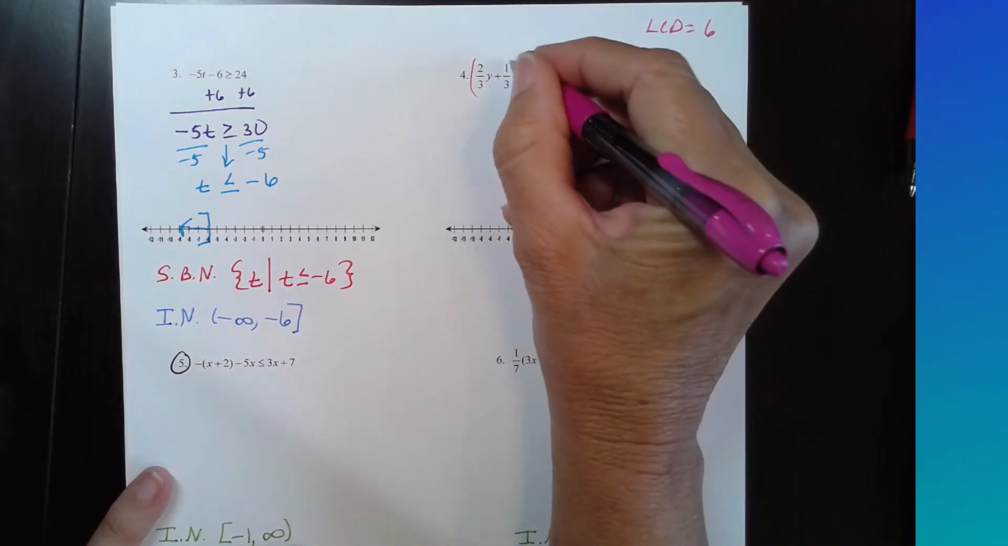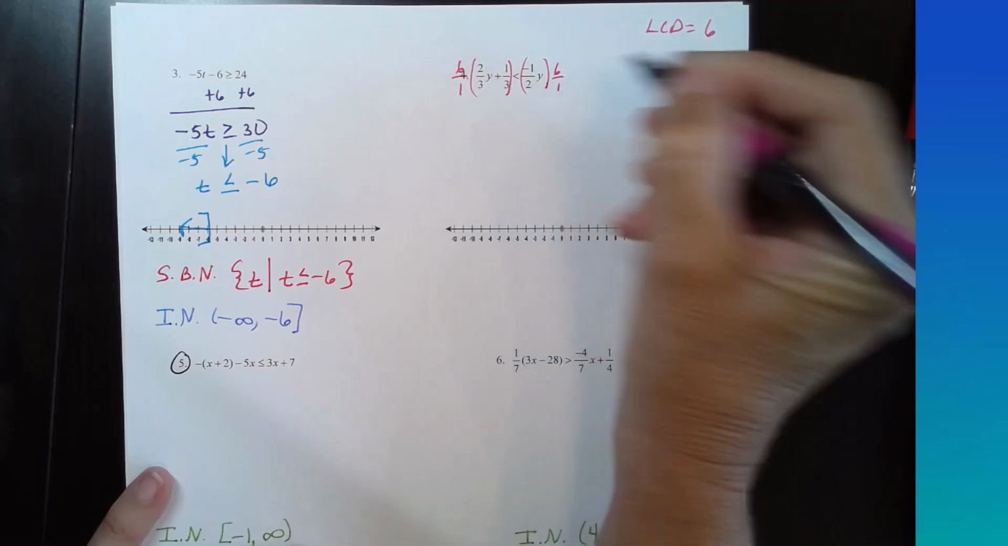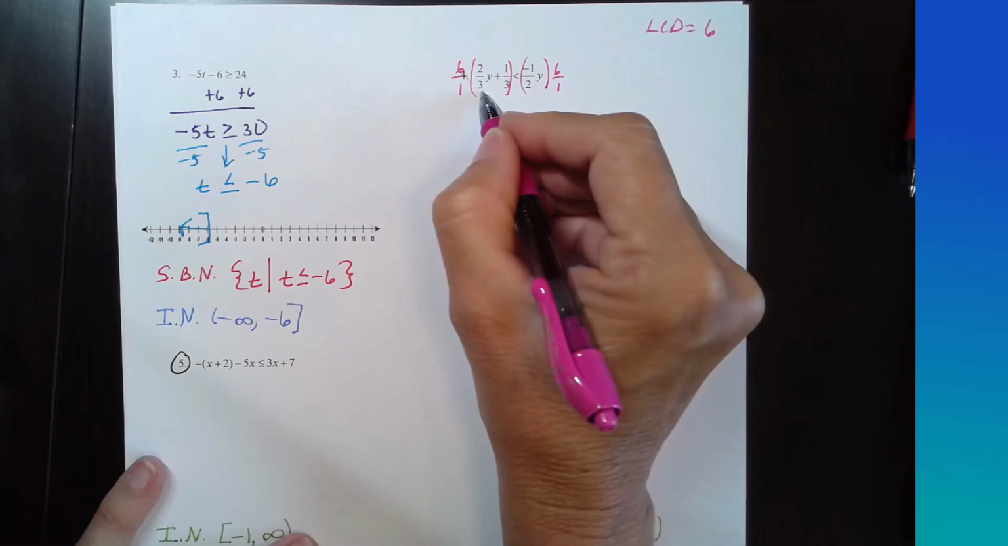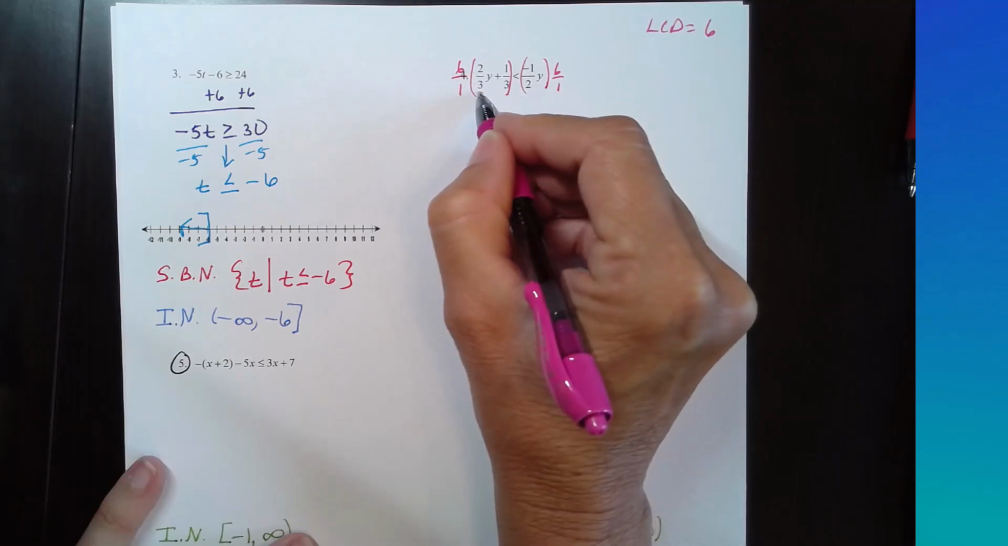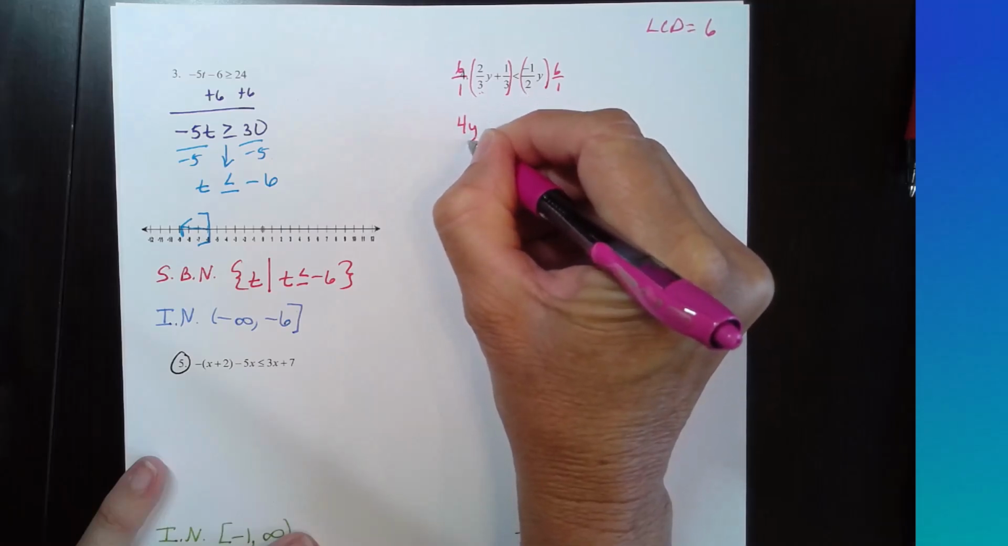So we're going to multiply the left side by 6/1 and the right side by 6/1, and that will get rid of our fractions. So when we multiply fractions, we multiply just straight across. So 6 times 2 is 12, and 1 times 3 is 3. So 12 divided by 3 is 4, so we get 4y.